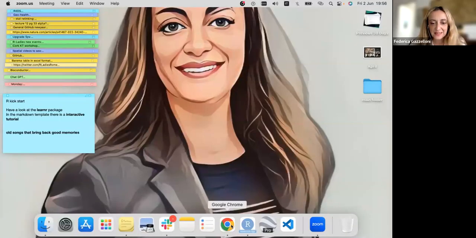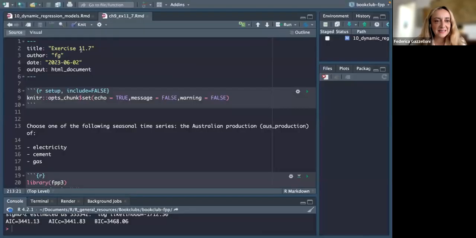Okay, so we are now going to have a look at exercise 11 of chapter 9, the ARIMA.